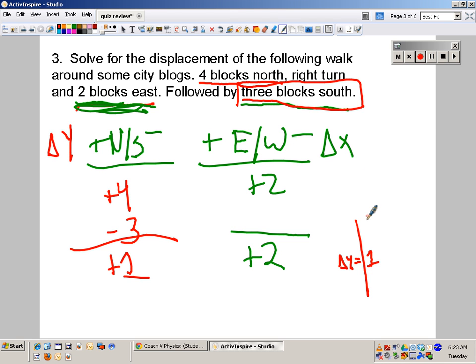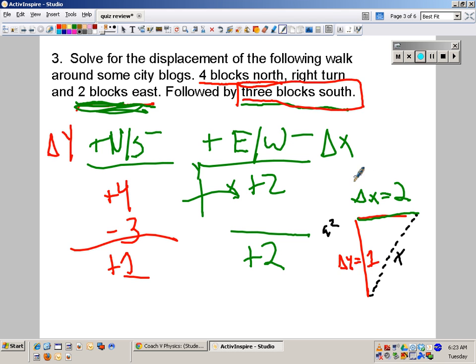And in the easterly direction, change in x equals 2. By the way, this is x and y from the coordinate plane. Y is the up and down, x is side to side. And that gives us displacement. We solve this with the Pythagorean theorem.